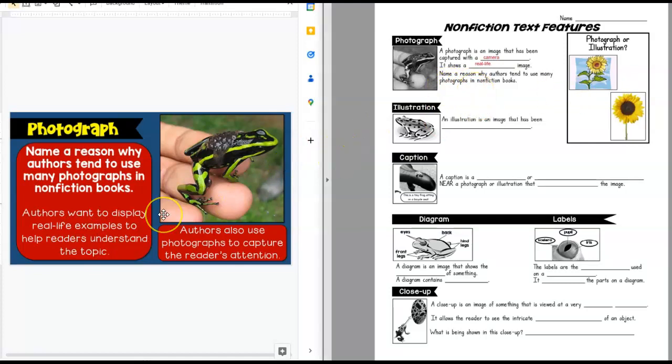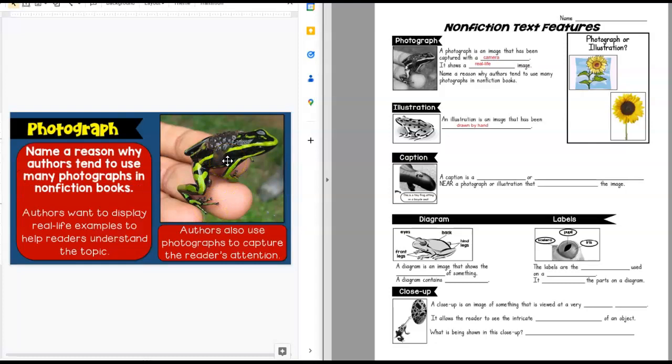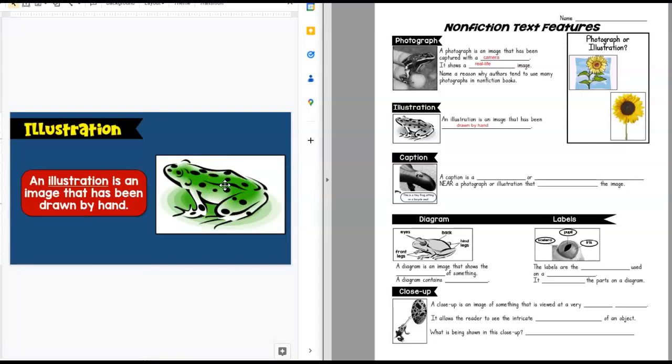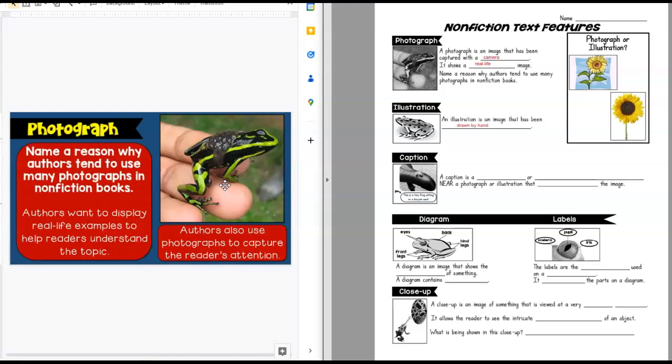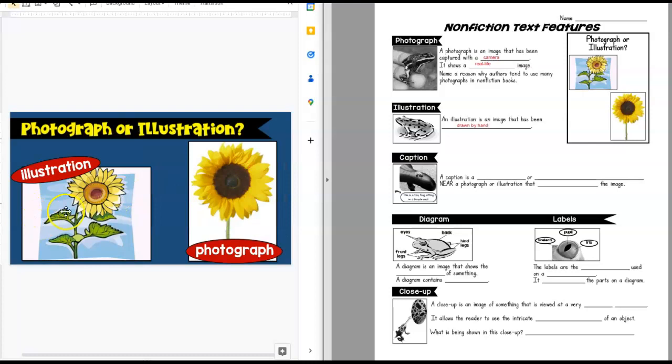Okay, let's look at the next one, illustration. An illustration is an image that has been drawn by hand. Drawn by hand. Okay. So notice the difference between that frog and this frog. One of them is an illustration. One of them is a photograph. You need to know the difference between those two words. Let's go to caption. Oh, photograph and illustration. Didn't realize that one was there.